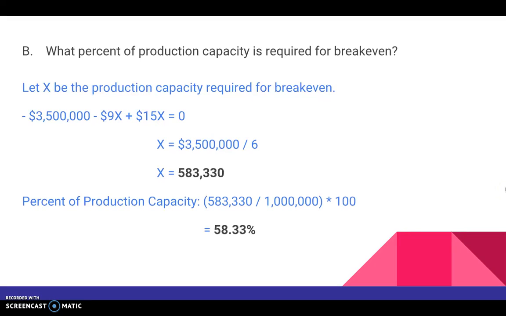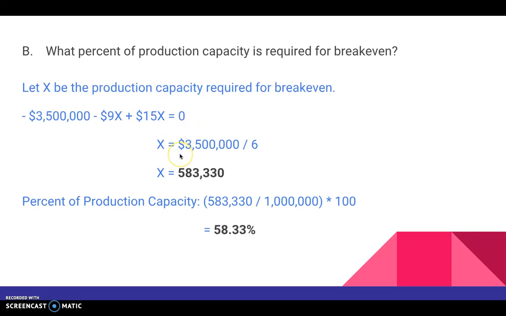And so for part B, it's asking what percent of production capacity is required for break-even. And the first thing you want to do is to let X be the production capacity required for break-even, and then set the annual worth equation to 0, which you get an annual fixed cost of $3,500,000. Subtract that with $9 for variable cost, multiply that by number of units, and then add up $15, which is the sales price per unit, and set it to 0.